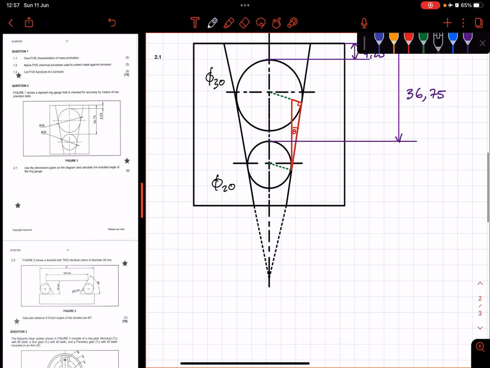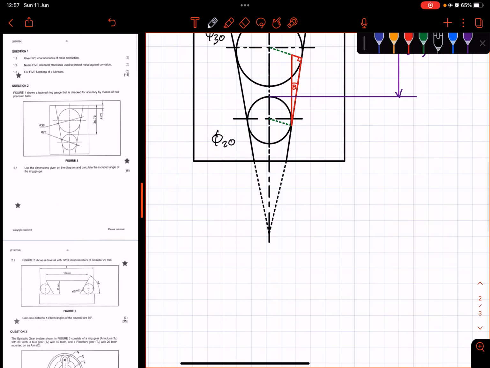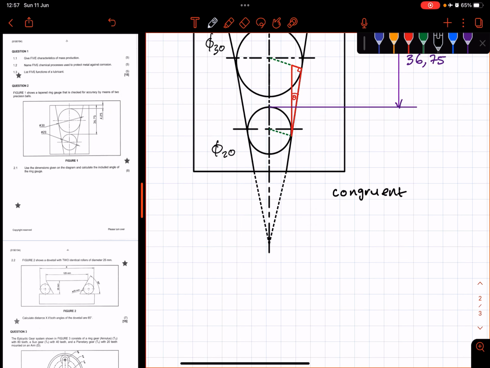Now what happens if you have 2 tangents meeting at a common point? The 2 tangents are said to be what? Congruent. The 2 tangents, if they meet at a common point, are said to be congruent. Like I said earlier, we have 2 tapers. Both tapers are what? Tangents. Now what I did here is I extended the lines of both tapers such that they meet at a common point, the common point being this one. Now you have 2 tangents, they meet at this common point, so both tangents are said to be congruent.